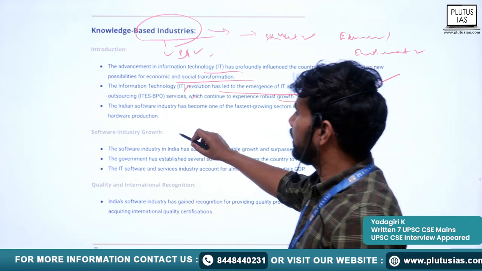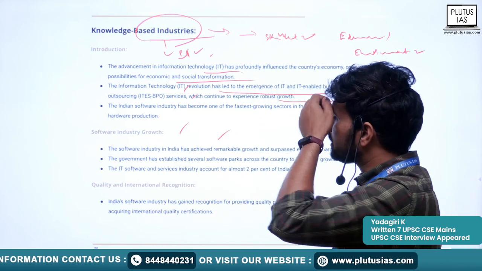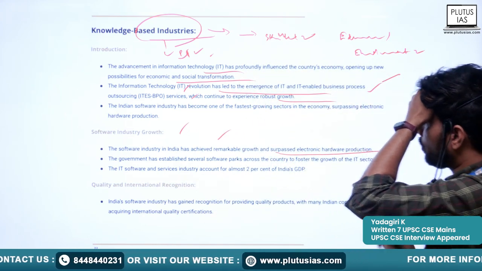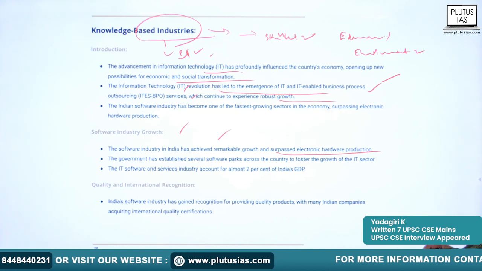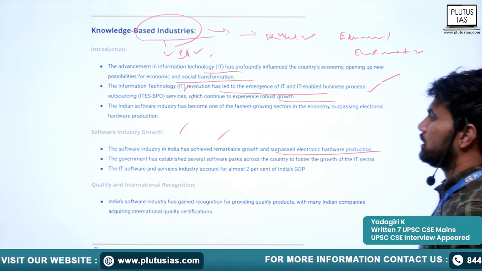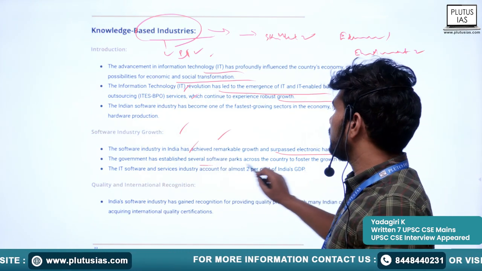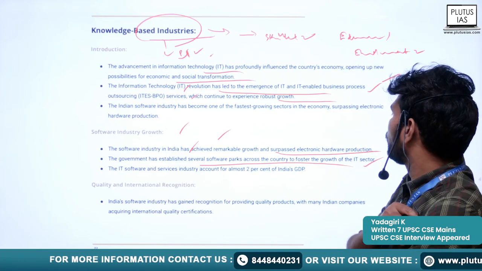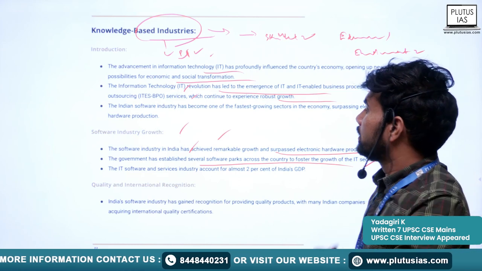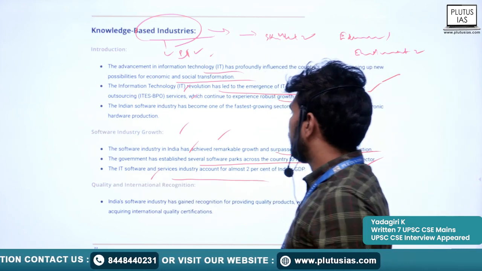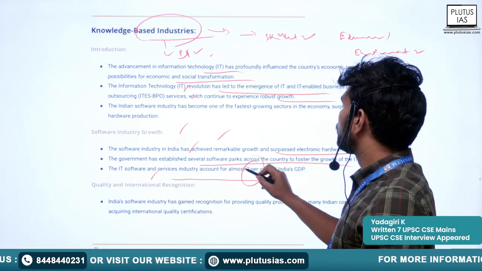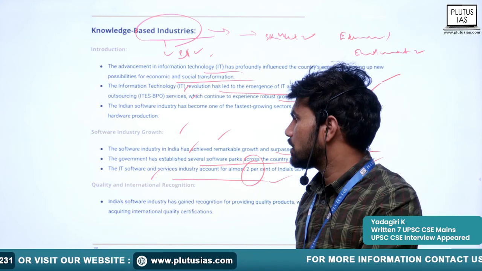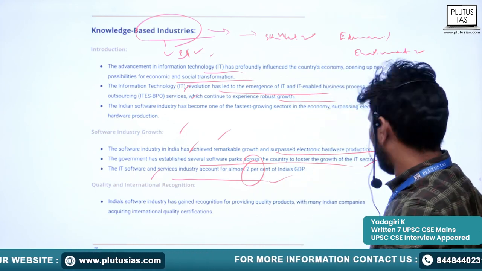Right. If we see the software industry in India, it has achieved remarkable growth and surpassed electronic hardware production. The government has established several software parks across the country to foster growth of the IT sector. The IT software and service industry accounts for almost 2% of India's GDP.